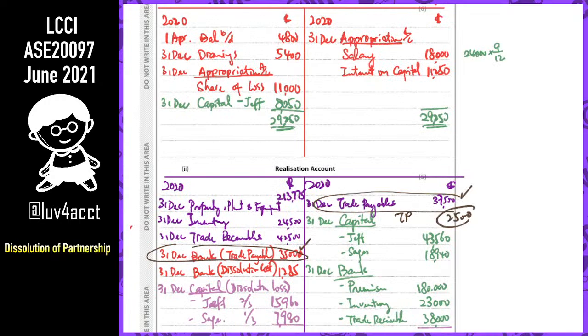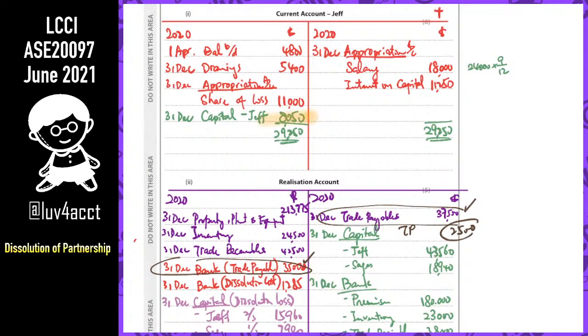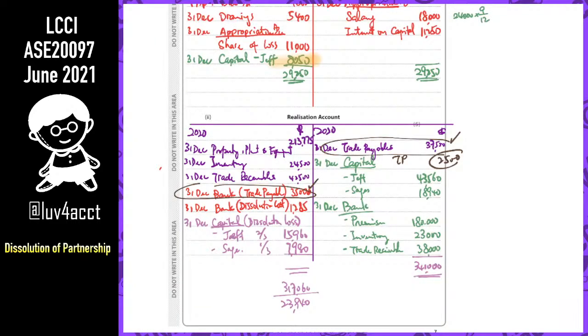Capital of Jeff, 8050. This one will go into the credit side, because you can see debit current account goes into the credit side of capital. That is an addition, 8050 positive.